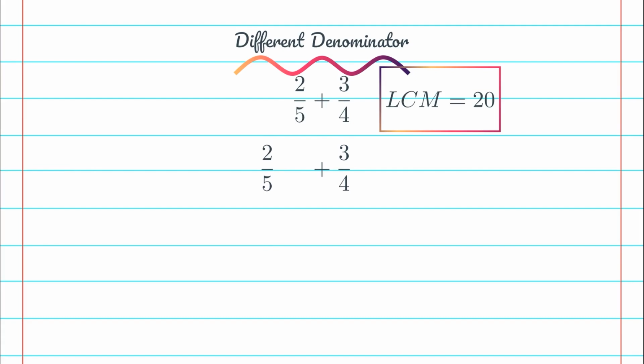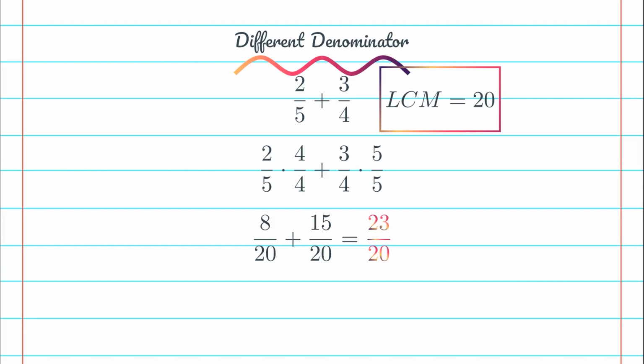Because 5 times 4 is 20, we need to multiply both the numerator and the denominator of the first fraction by 4. Similarly, we need to multiply the numerator and the denominator of the second fraction by 5 to get 20 as the denominator. So after multiplying the numerators and denominators of both fractions, we get 8 over 20 and 15 over 20. Now that the denominators are the same, we can just add the fractions. So after adding the fractions, we get 23 over 20.